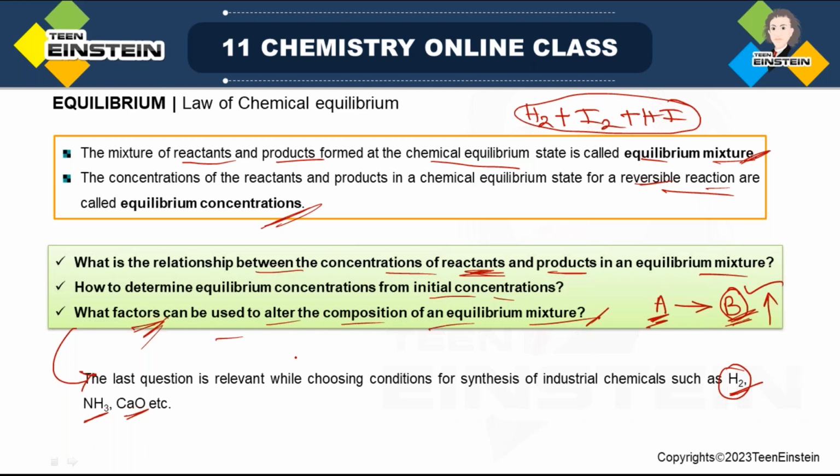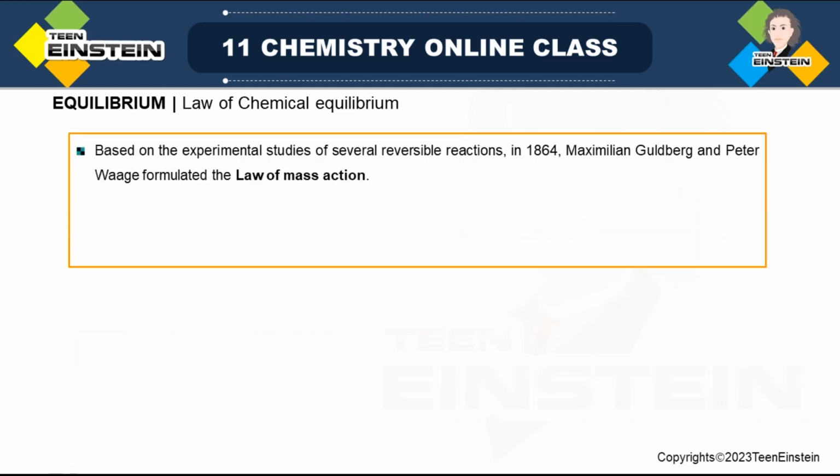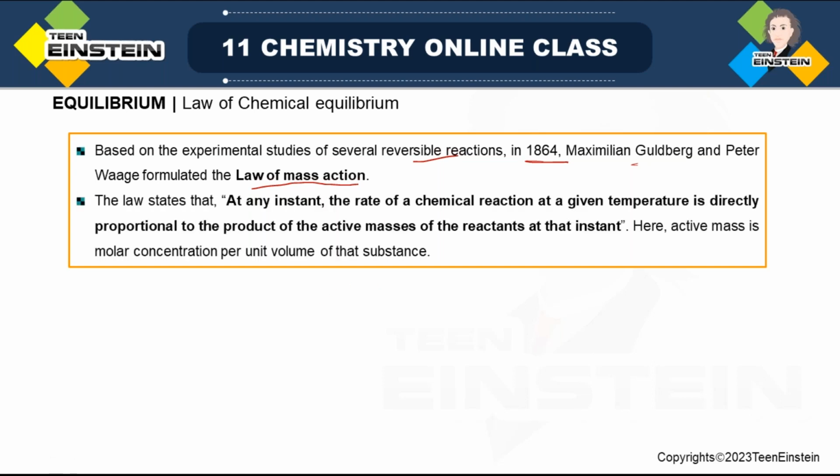But before that, if we want to answer this question, we have to know the equilibrium constant. Based on experimental studies of several reversible reactions in 1864, these two persons formulated the law of mass action. What this law says is that at any instant, the rate of a chemical reaction at a particular temperature, so temperature is fixed, under that condition, the rate of a chemical reaction is directly proportional to the product of the active masses of the reactants at that instant.